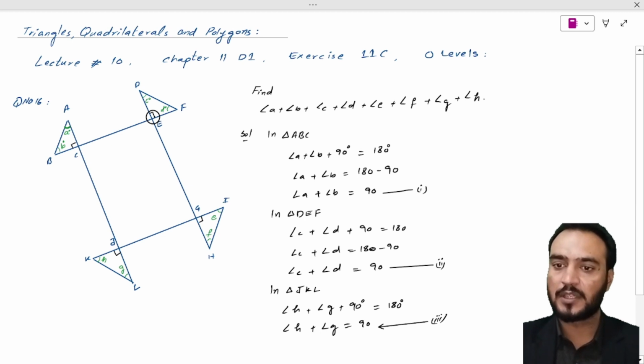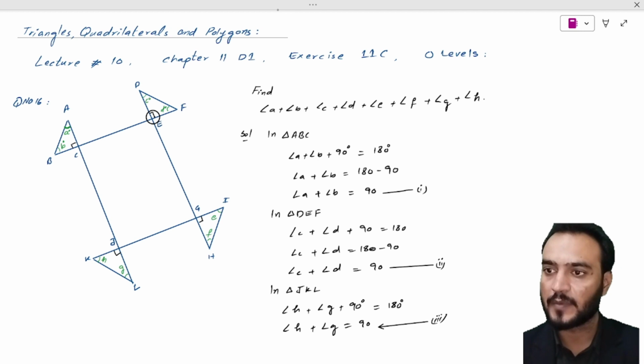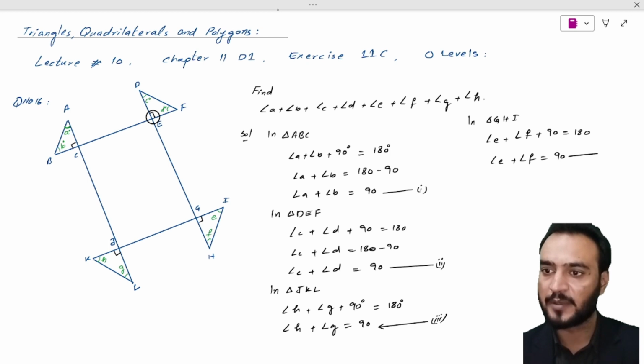And considering the fourth triangle, that is GHI, in triangle GHI we have the three angles: angle E plus angle F plus the third angle, which is 90 degrees, equal to 180 degrees. Subtracting 90 from 180, we get angle E plus angle F is equal to 90 degrees. This becomes the fourth equation.